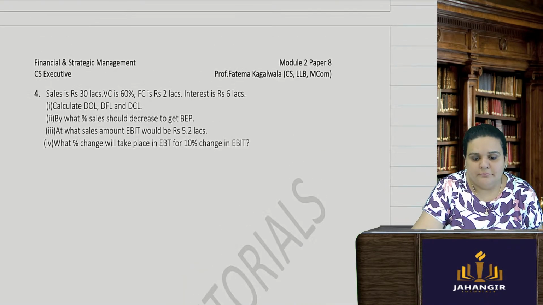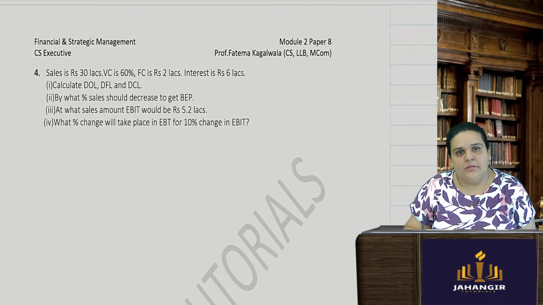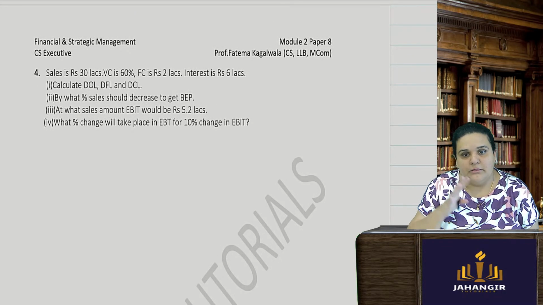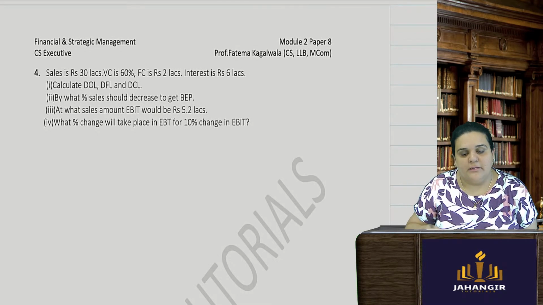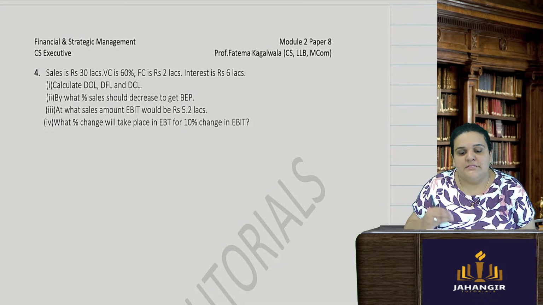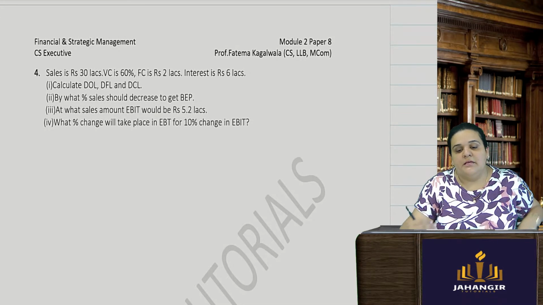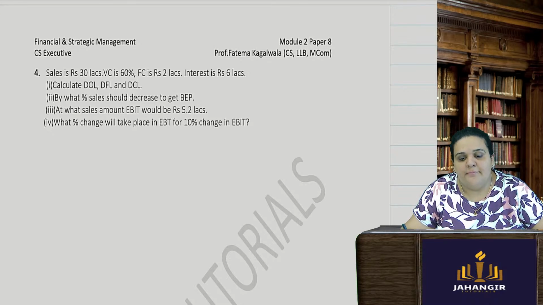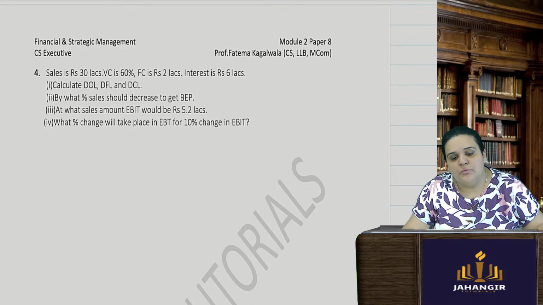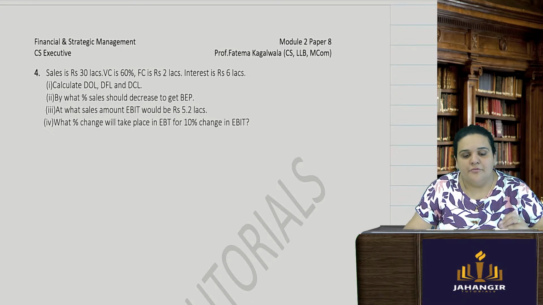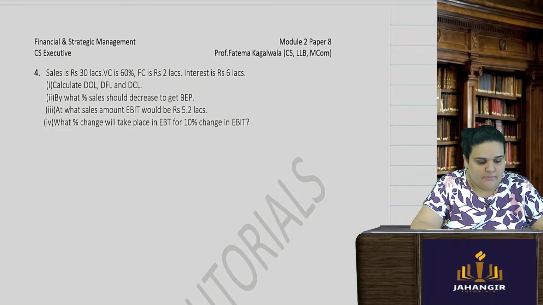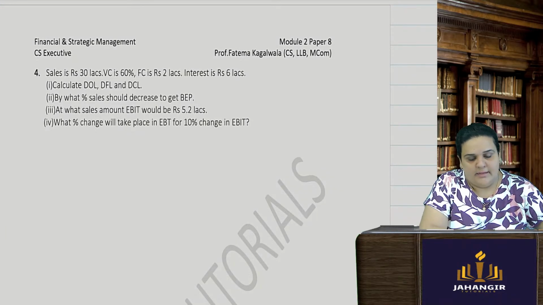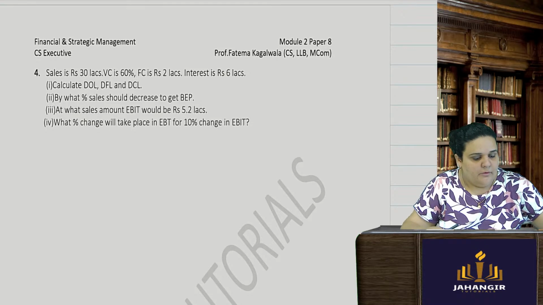There is some type of a similar sum, wherein they have already given you the data, you can make the income statement and you have to find all the three leverages. By what percentage the sales should decrease to get BEP, at what sales amount EBIT would be rupees 5.2 lakhs, and by what percentage change will take place in EBT for 10% change in EBIT. So we are supposed to use these three leverages only in order to find all these type of answers. Right now you all will feel that, oh my god, what is this? What are they asking? But you will trust me, it is so simple. Okay, so let's start.